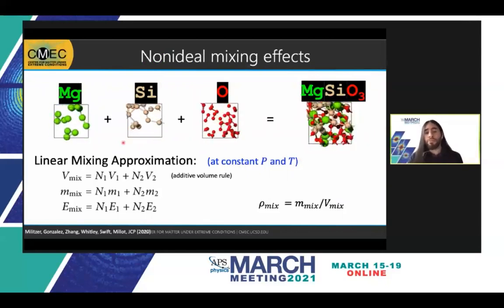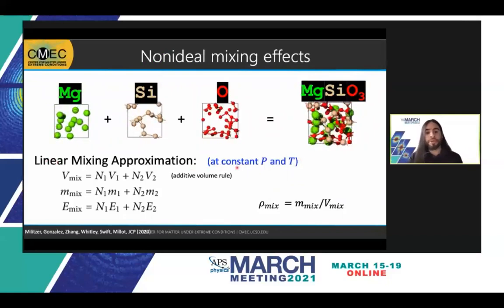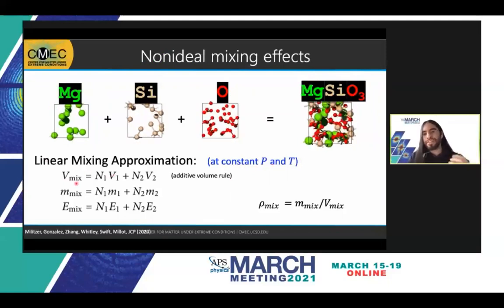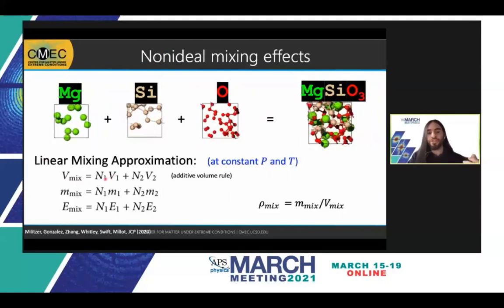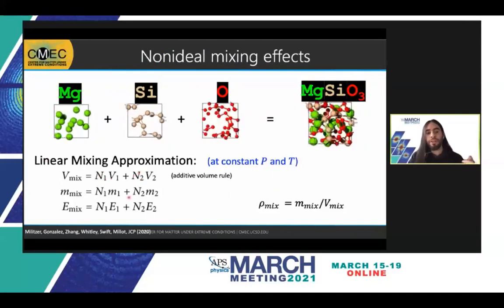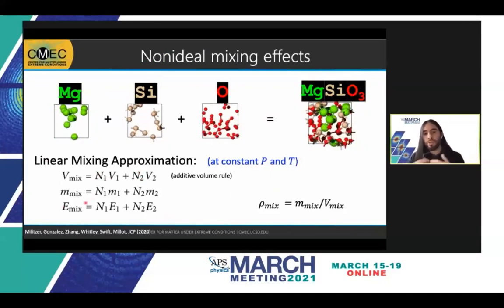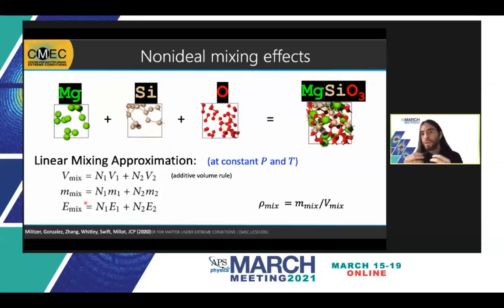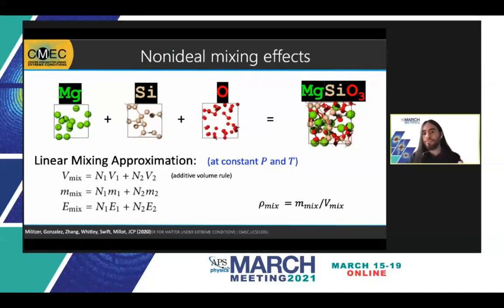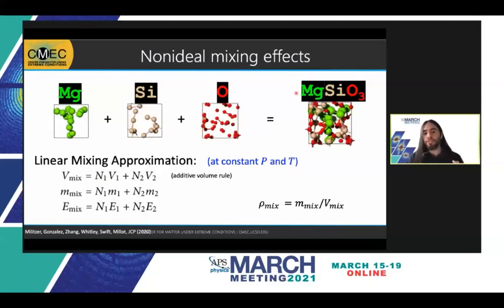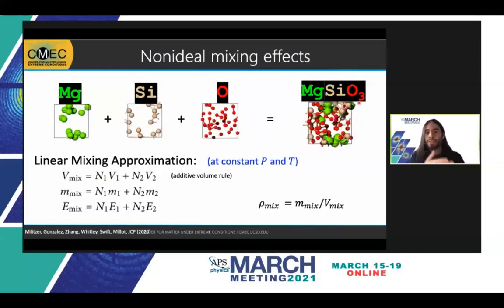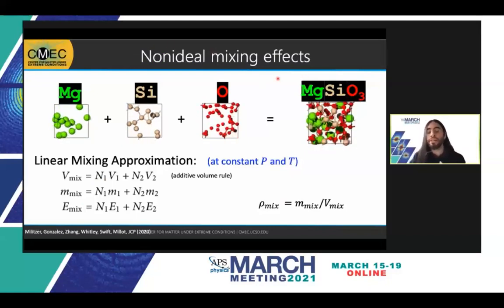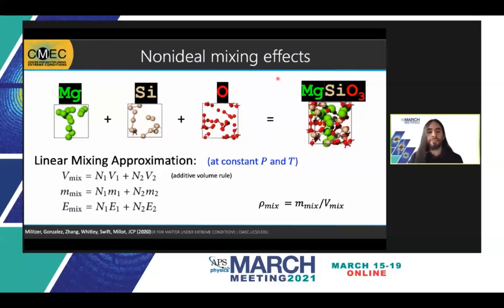And the most simple way of doing this is through the linear mixing approximation, where at constant pressure and temperature, we predict that the volume of the mixture will be given just by this linear combination, same as the energy, which means that we're basically neglecting interactions. But since we have the original fully interacting equation of state of MgSiO3, we can compare it with this approximated equation of state and see where the non-ideal mixing effects take place.